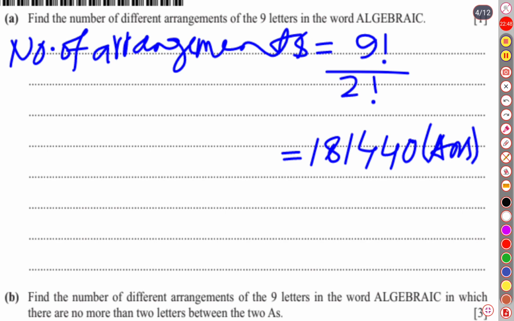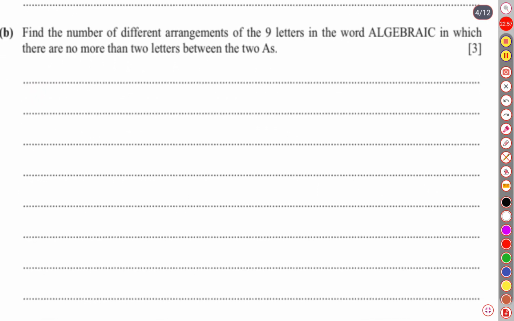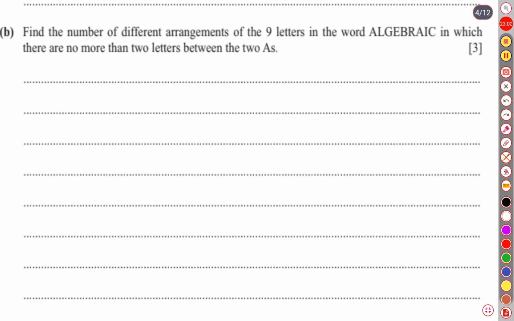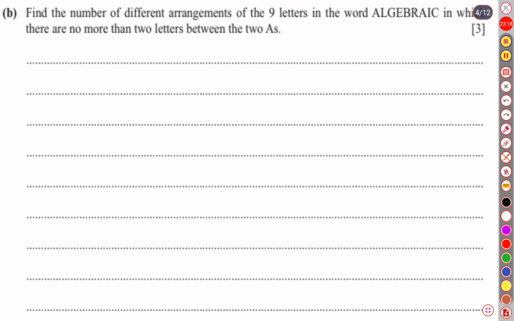Well, then the immediate next question says, find the number of different arrangements of the 9 letters in the word algebraic in which there are no more than 2 letters between the 2 A's. So between the 2 A's, it cannot be more than 2 letters. Let us write, there are total 9 letters. What are the possible cases? One after the other, we will analyze the cases. 1, 2, 3, 4, 5, 6, 7, 8, 9. There will be 2 A's.